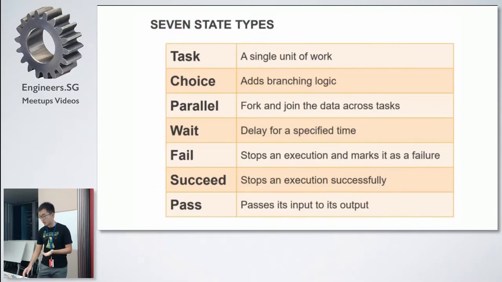So Task is the basic one. So compensating requests and requests like book hotel, cancel hotel is a task. And the other state types are more for flow control. So the Choice state type lets you perform if conditionals. If the outcome of the previous task is A, you can call this task. Otherwise, call this other task. Parallel lets you execute tasks in parallel, and you have many other building blocks that you can use to build your state machines.